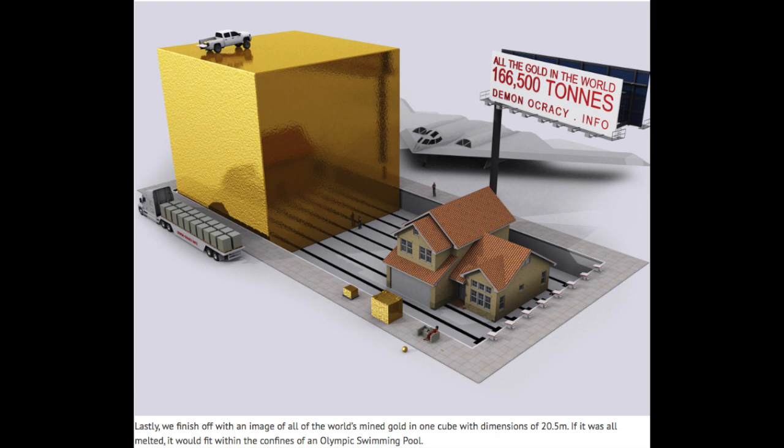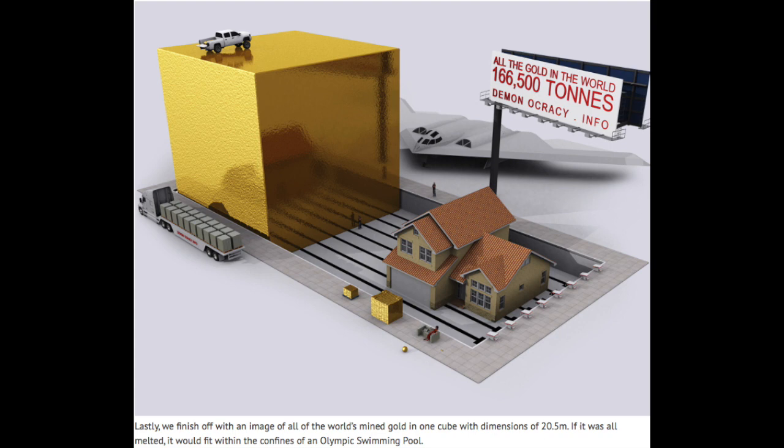There it is, sitting in an Olympic swimming pool. You've got a house sitting in there as well. Now, you can see the 10-ton and the 100-ton pallet in the lower part of the screen there. And that entire cube of gold, if it melted, supposedly would fill that swimming pool.